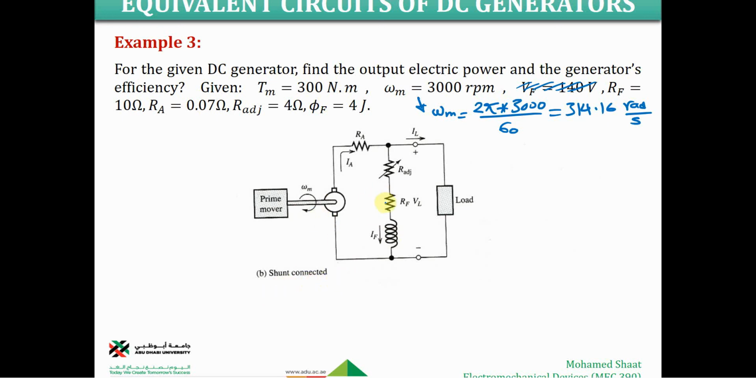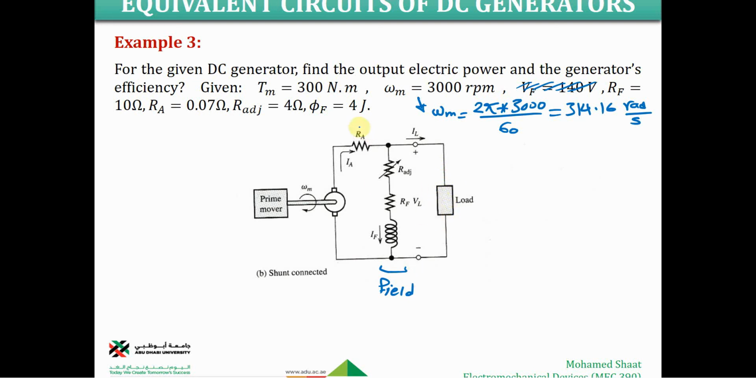Shunt connected, why? Because we do have the field branch. This is gonna be the field branch. It is already in parallel to the load, or the output electric energy.